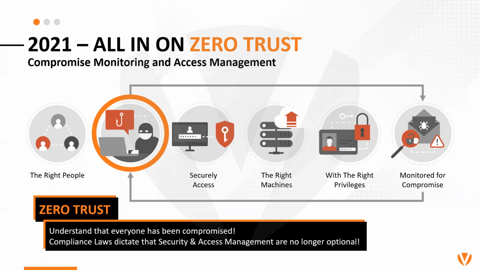So I think it can be helpful to think about cybersecurity through the lens of what's referred to as the zero trust framework. This concept of zero trust is the acknowledgement and belief that everybody has been compromised. Because if we operate under that assumption that we've all been compromised, we can then shift our focus to access management. That is, making sure that the right people have the right secure access to the right machines with the right privileges. And at the same time, we're monitoring for those compromised credentials and external threats like those on the dark web.